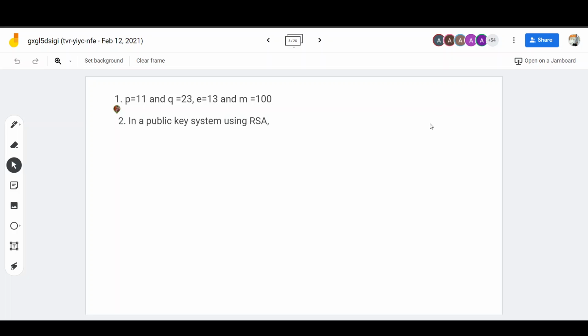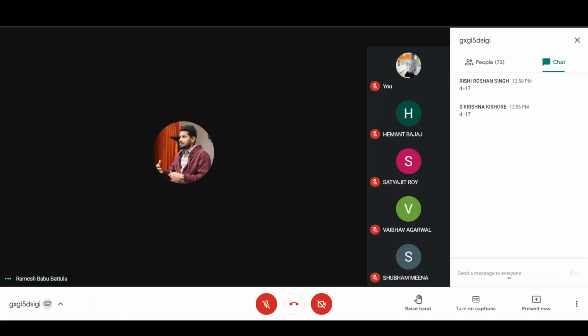Has anyone got the answer for the first question? Can you share it in the chat? No one has solved it? D equal to 17. Okay. Yes, D equal to 17, correct?